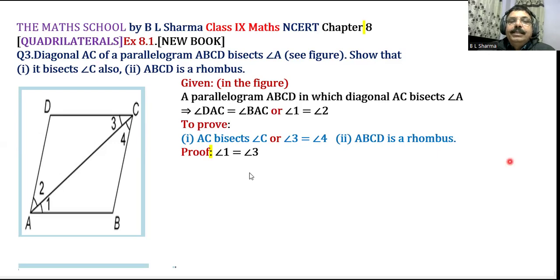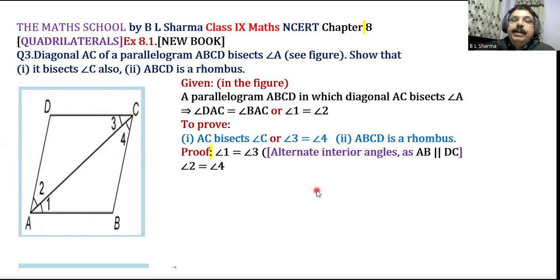Angle 1 is equal to angle 3. You know why? Angle 1 is equal to angle 3 because these are alternate angles, so they are equal. Angle 2 is also equal to angle 4, because AD is parallel to BC. Opposite sides of a parallelogram are equal.